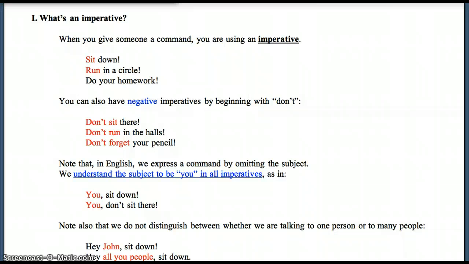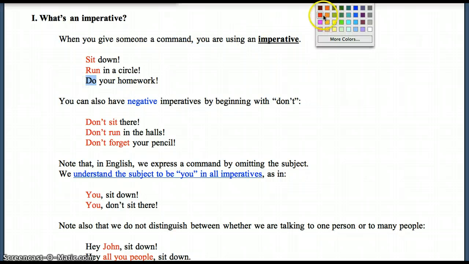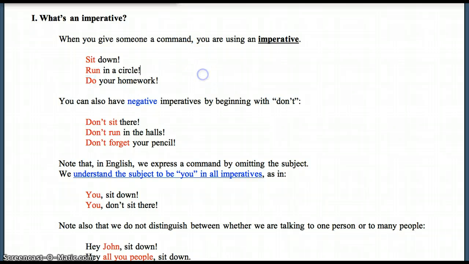So when you say sit down, run in a circle, do your homework, all these things in red are imperatives. Sit, run, do. You can also make negative imperatives by beginning with don't. Don't sit there. Don't run in the halls. Don't forget your pencil. All of these things in red here are imperatives.